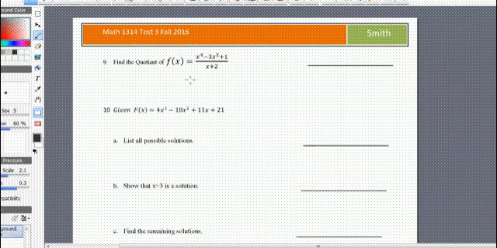Okay, this one says find the quotient. Anytime you find the quotient, you're just dividing. So we've got to go back and do old school division. But before we do that, let's jump down here and catch these guys.